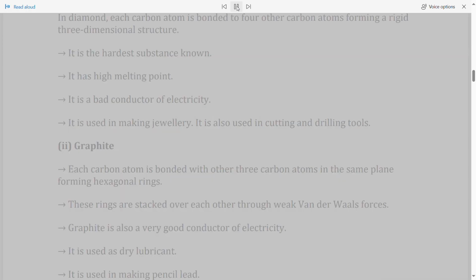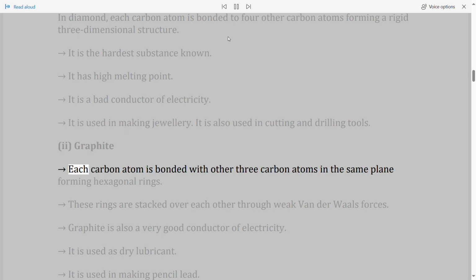1. Diamond. In diamond, each carbon atom is bonded to 4 other carbon atoms forming a rigid 3-dimensional structure. It is the hardest substance known. It has high melting point. It is a bad conductor of electricity. It is used in making jewelry. It is also used in cutting and drilling tools.